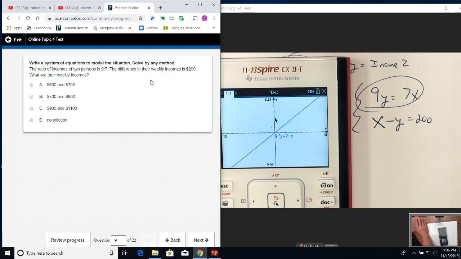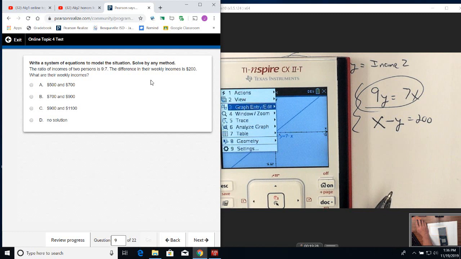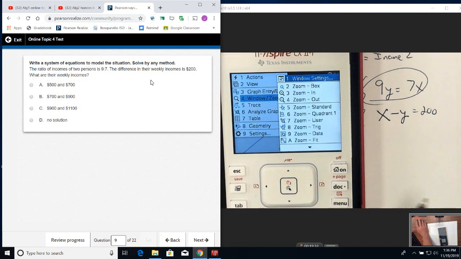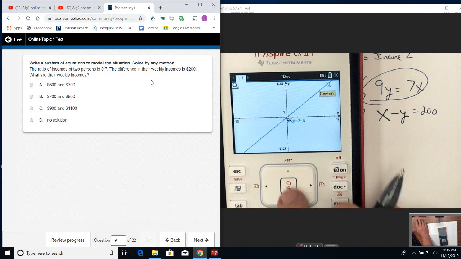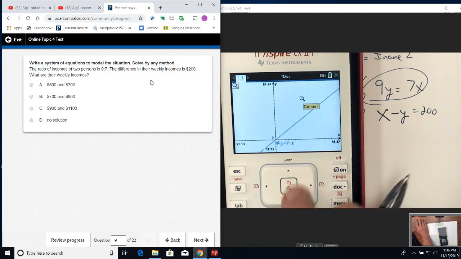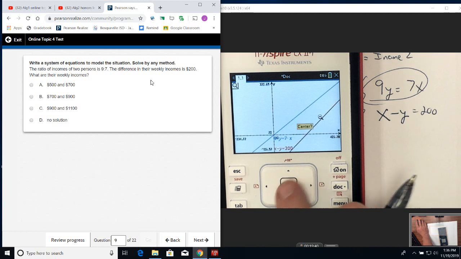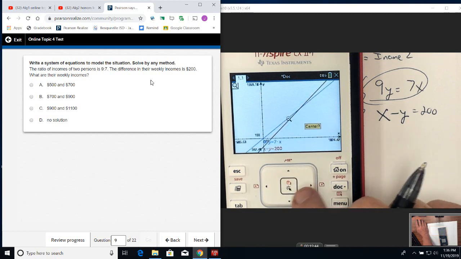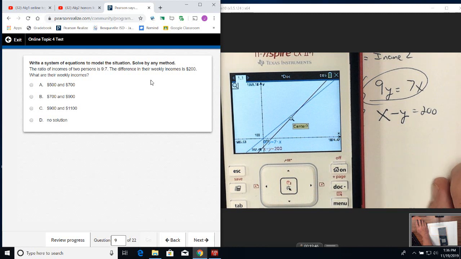I don't see the other one. I might have to zoom out, or I have to change my window. If you want to zoom out, just go to menu, window zoom, and zoom out until I see that intersection, which it might be a while. Right? Because this is actually 200. See how it's way up here? See how I'm still zooming out? Took me a while, but I finally got to it.